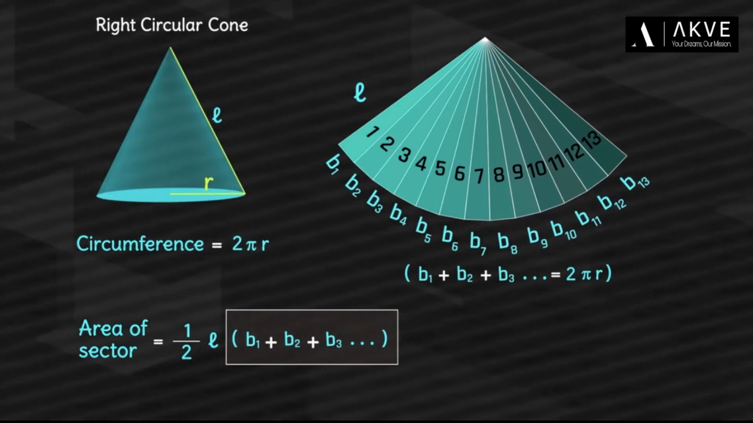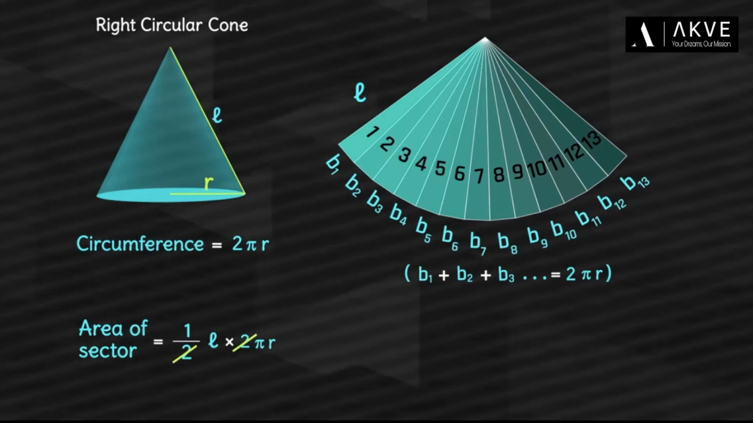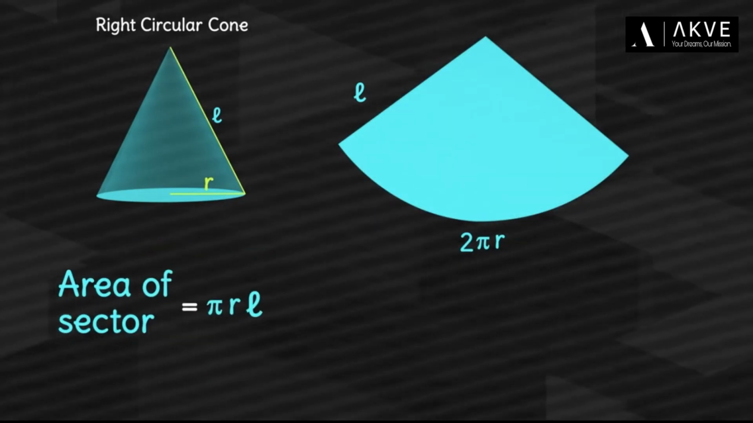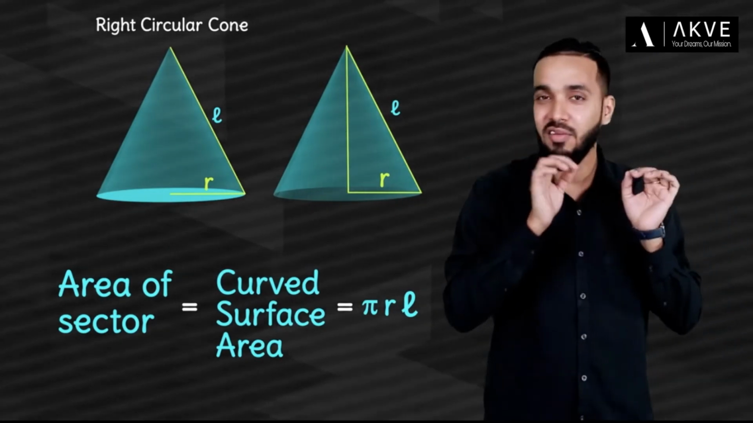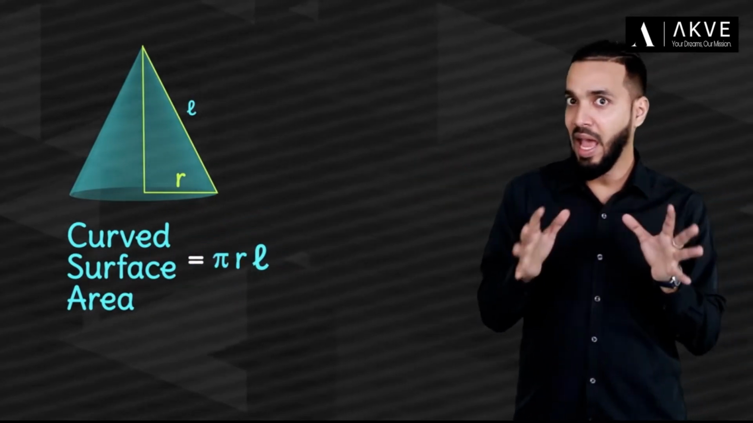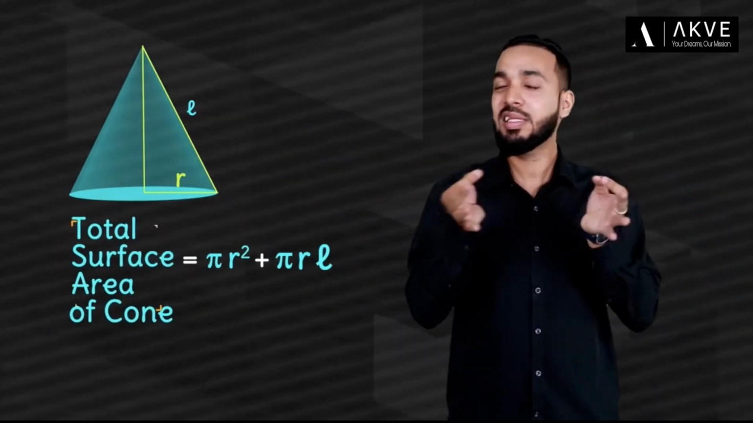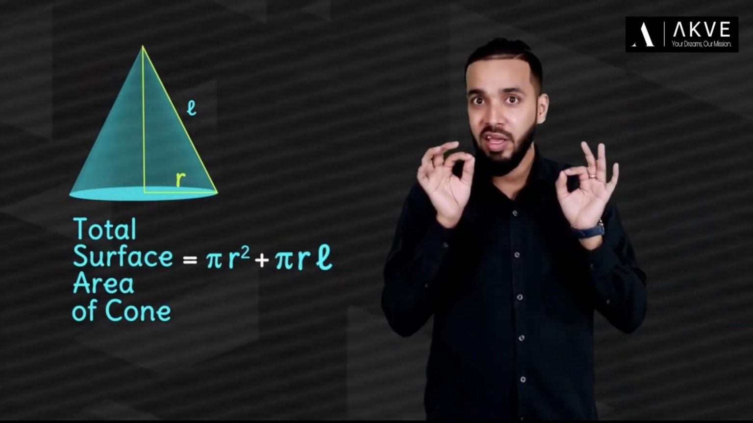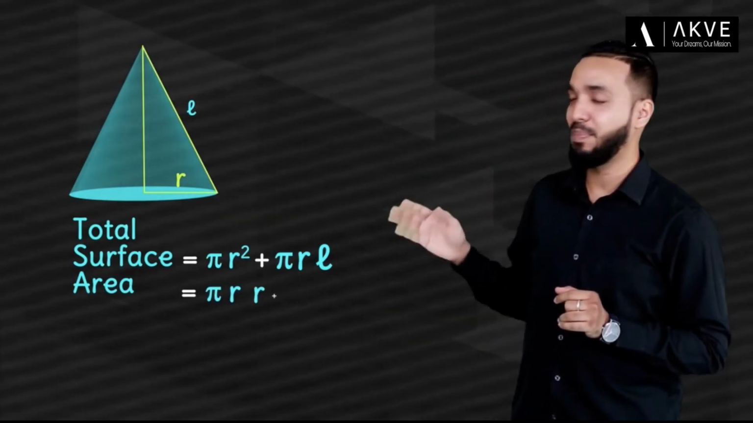Then, substituting the value of the sum of the bases, we get half L into 2 pi r. 2 obviously gets divided and we finally arrive at pi r L. So, the area of this sector, which is nothing but the curved surface area of the right circular cone, is given by pi r L. And if we just add this area to the area of the circular base, we would get the total surface area as pi r squared plus pi r L. Now, if we just take pi r common, we finally arrive at pi r into (r plus L).